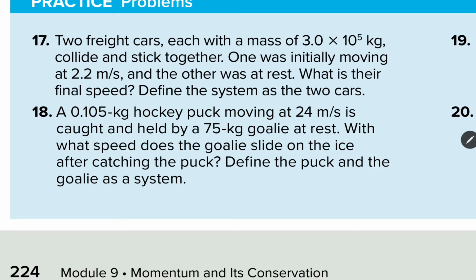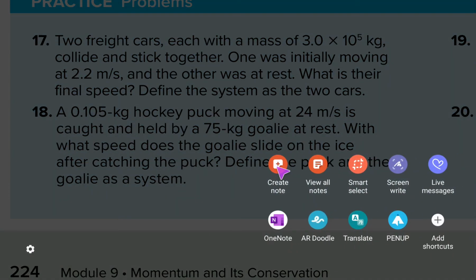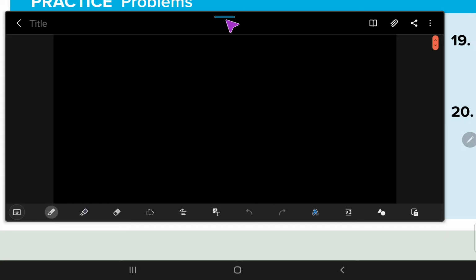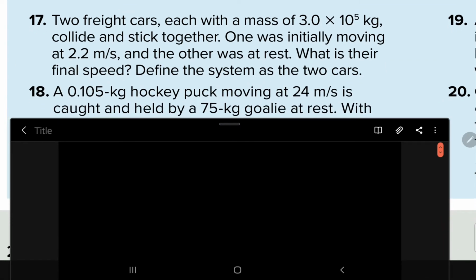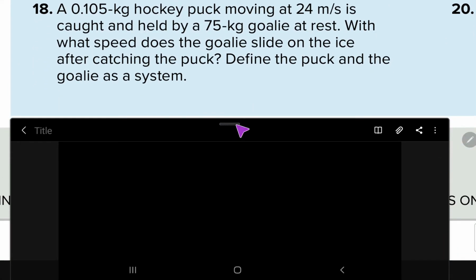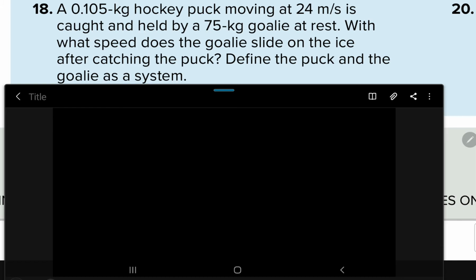So, as we learned in the beginning, we will write the known and the unknown for the question. So here we have question number 18. Here we will write the known and here the unknown.